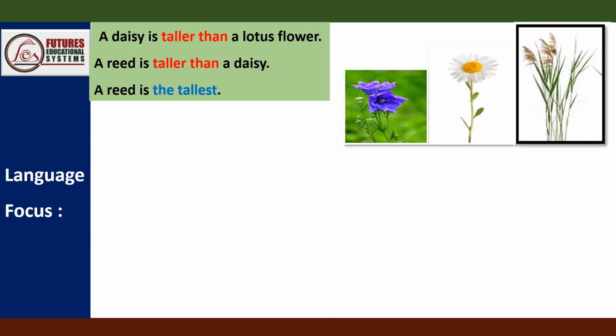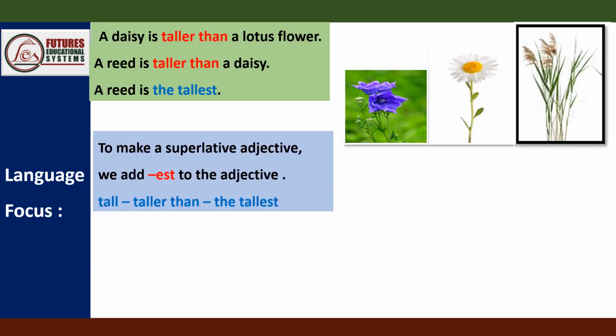So what do we conclude? That the reed is the tallest, and this is called the superlative form when we compare more than two things. We looked at all three pictures and we found that the reed plant is the tallest. So what did we do to form this superlative form? We added est to the adjective and the before the superlative form. So it is the tallest.